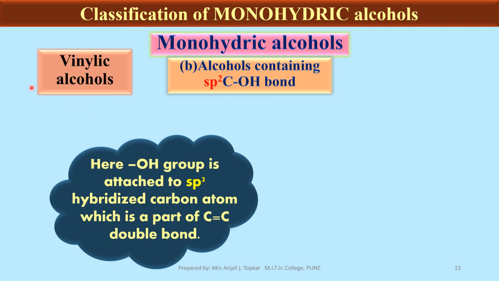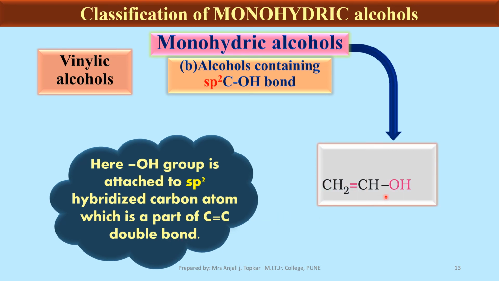Now let's understand vinylic alcohols. What are vinylic alcohols? Here OH group is attached to sp2 hybridized carbon atom, which is the part of carbon-carbon double bond. As we can see here, OH group is attached to the carbon atom, which is sp2 hybridized, and it is doubly bonded to another carbon atom. Such alcohols are said to be vinylic alcohols. Name of the alcohol is vinyl alcohol.